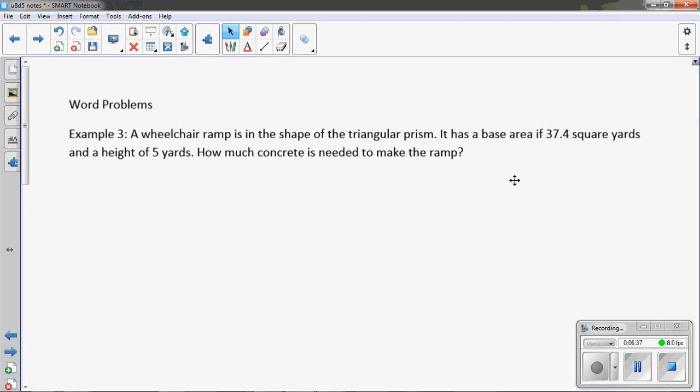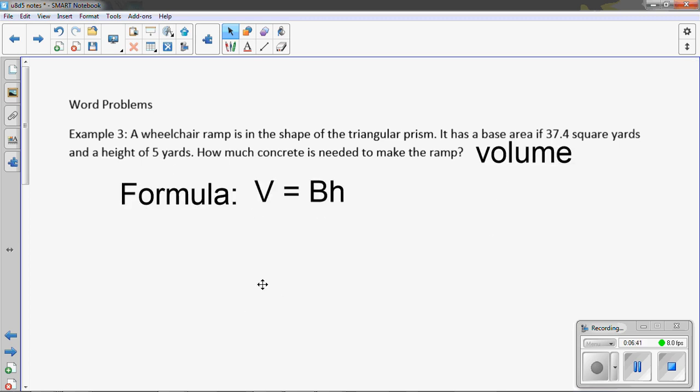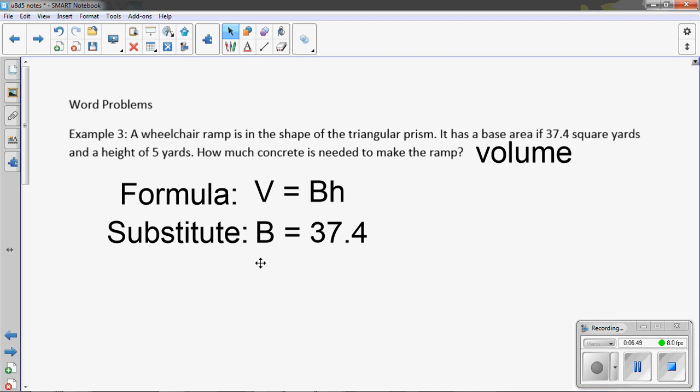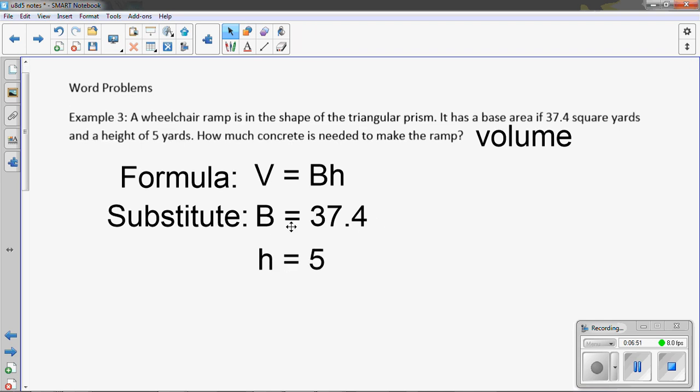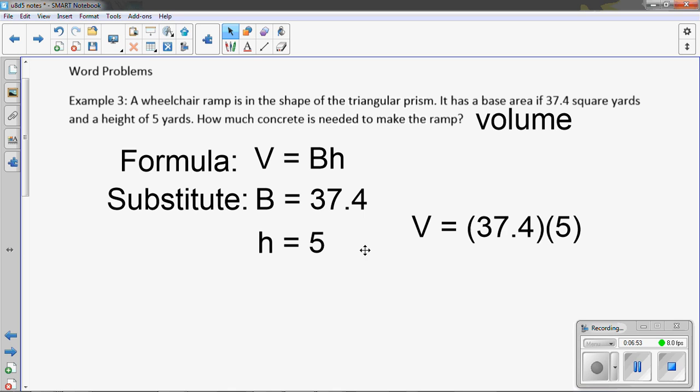Okay? So we're looking for volume. Now the formula that you're going to use is base times height. So they luckily gave us the base is 37.4 and the height is 5. So that's what I'm going to plug into my formula. V equals 37.4 times 5. So I get a volume of 187. So my answer is actually 187 yards cubed because I'm talking about volume.